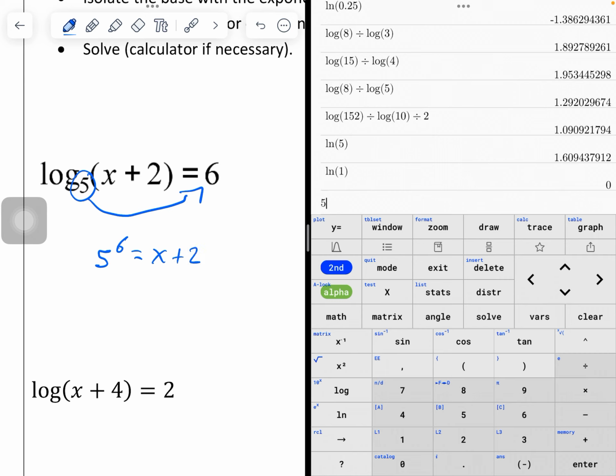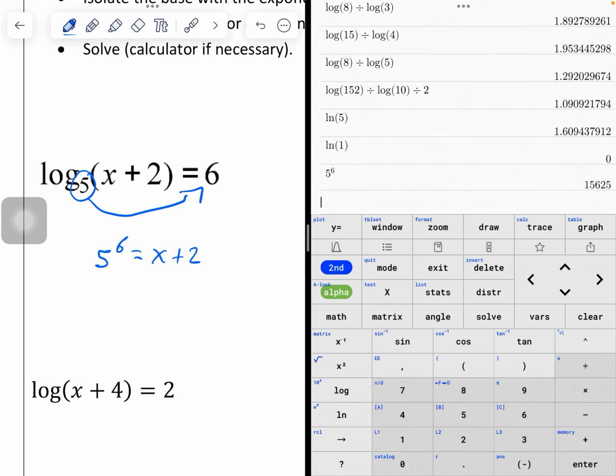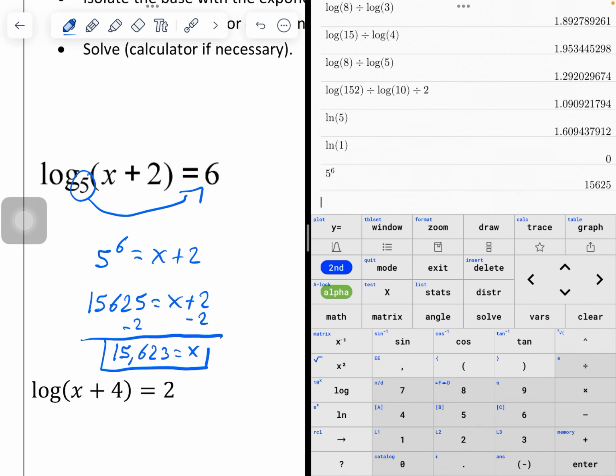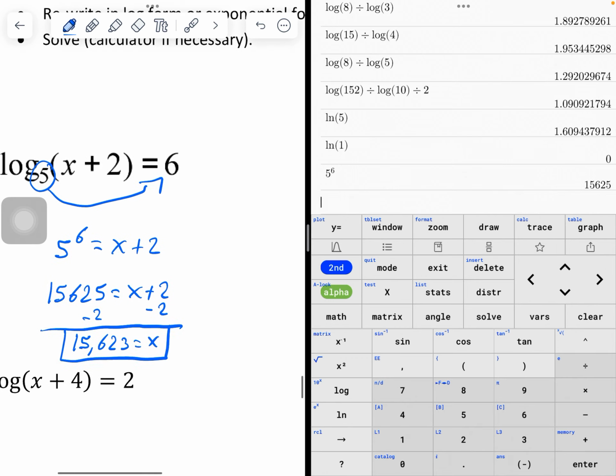5 to the 6th power is a big number, but fortunately we get a calculator for this one. Ends up being 15,625 equals x plus 2. We're going to subtract 2 from both sides. And we get 15,623 is our answer on that one.